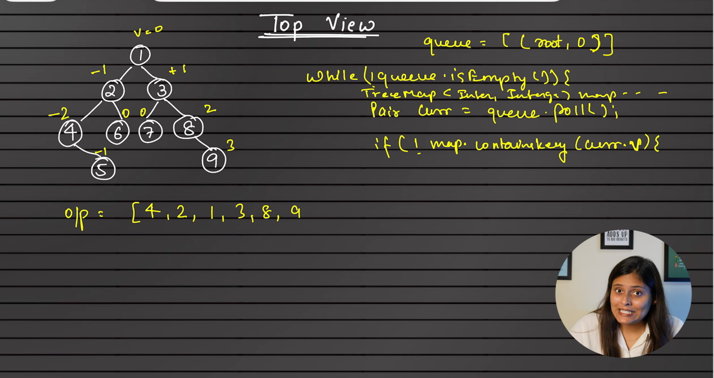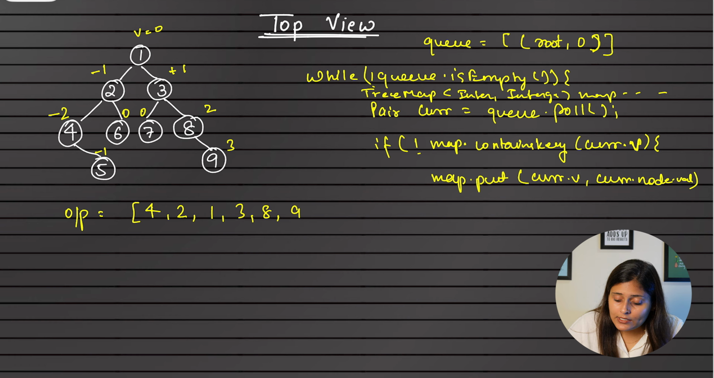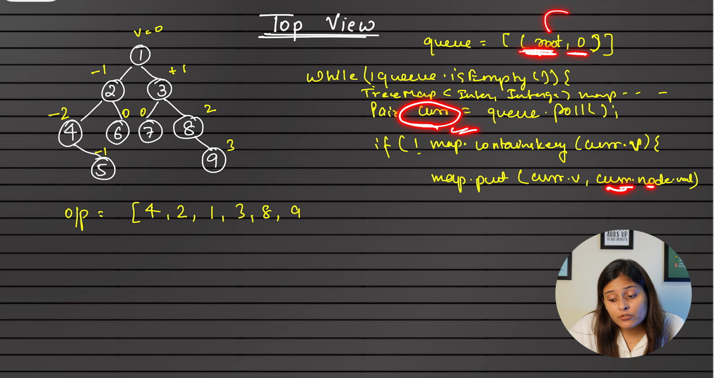Now if it is not present, then for sure we have to insert this node value for that vertex, correct? So what we'll do: map.put for what? Current.v. What do you want to put? Current.node.value, correct? Why? Because current is a pair and it is holding 2 elements, this root and this, correct? So you can say root also or node also, whatever it is. Then current.root or node, whatever it is. So current.root, and then its value we have to fetch to store it, and current.v, directly it is an integer, so that's why current.v.